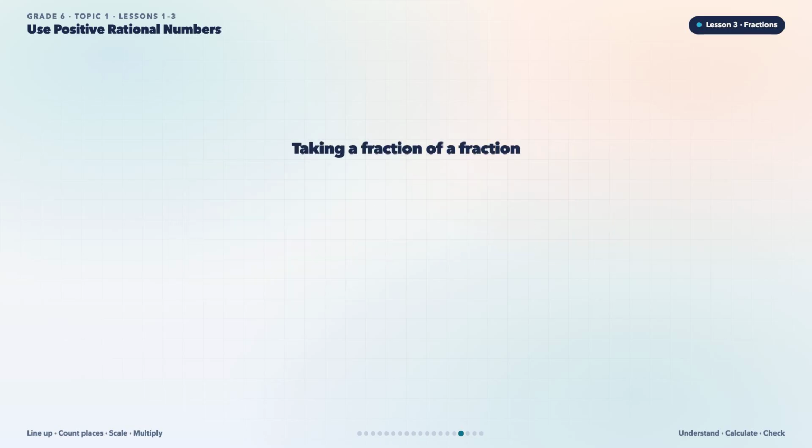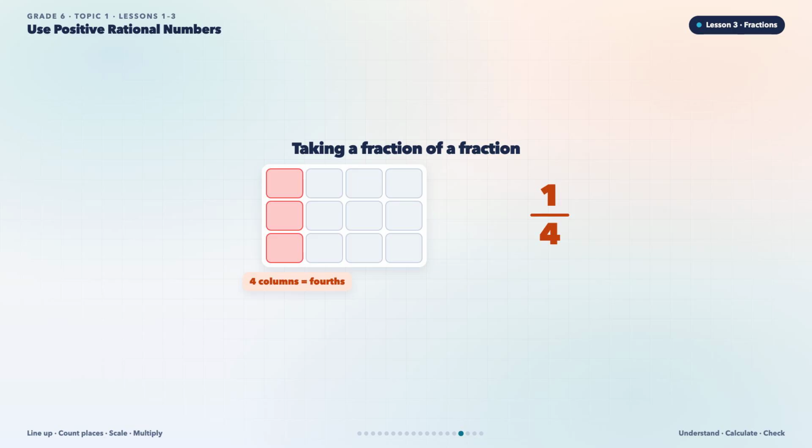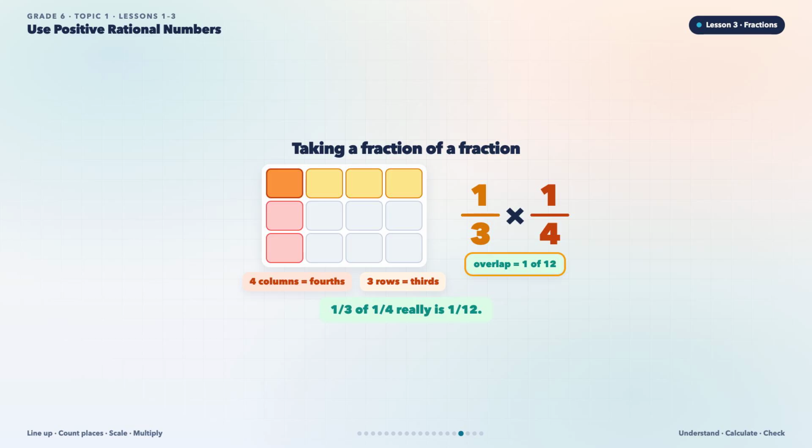Here's why that works. Split the pan into 4 columns for fourths and shade 1/4. Split into 3 rows for thirds and shade 1/3. The overlap is 1 piece out of 12. Taking 1/3 of 1/4 really is 1/12.